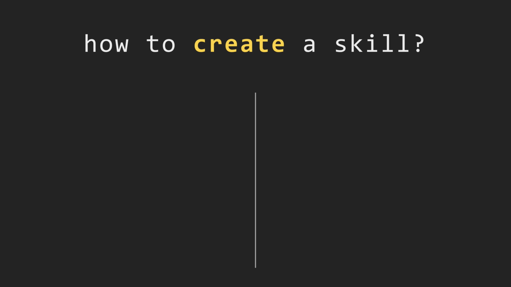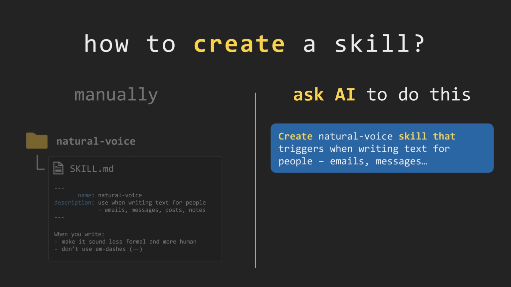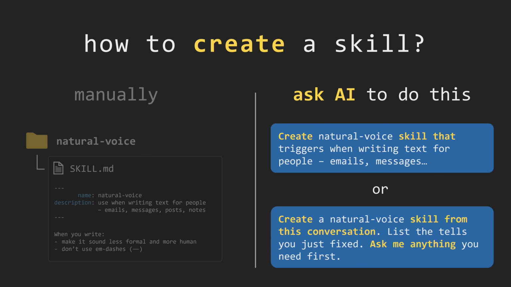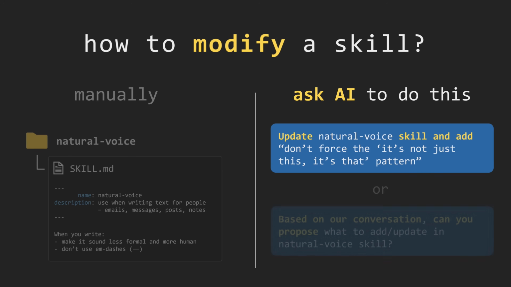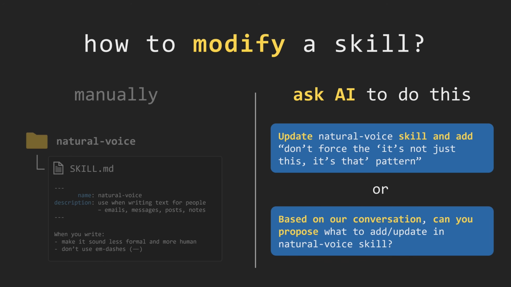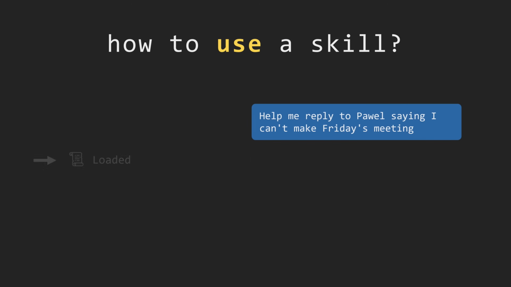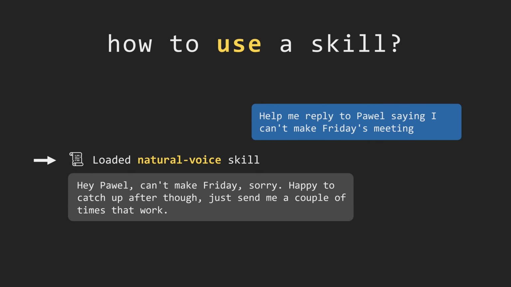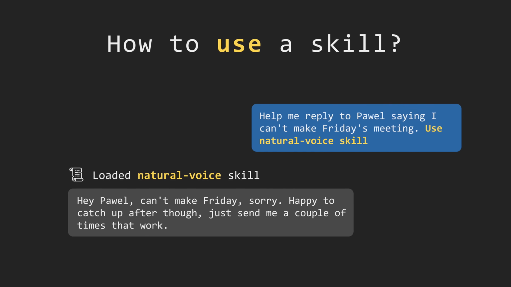And as for creating a skill, luckily you don't have to build skills by hand every time. Just ask your AI to create one, or to turn your current conversation into a skill, asking you a few clarifying questions first. And editing a skill works the same way. The easiest path is to have the AI update it for you based on your conversation. And as for using skills, they should trigger automatically from your message. If one doesn't, simply adjust its description, either by hand or together with AI. And you can always invoke a skill by name if needed.